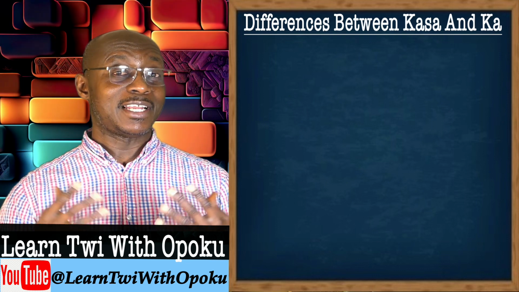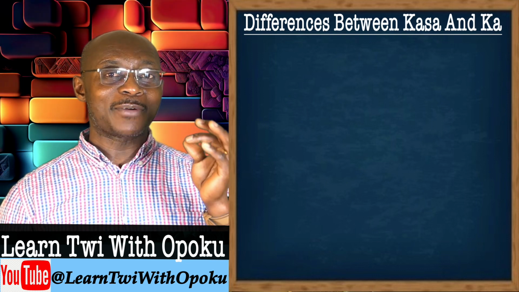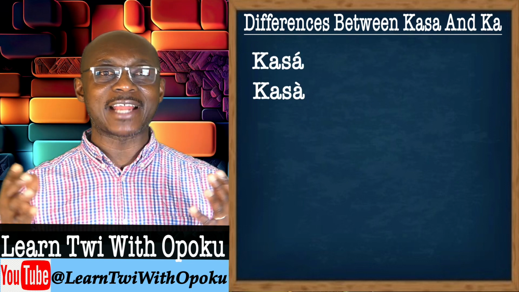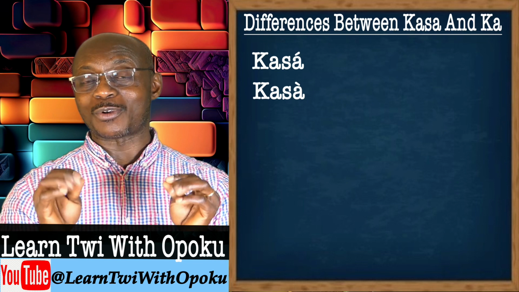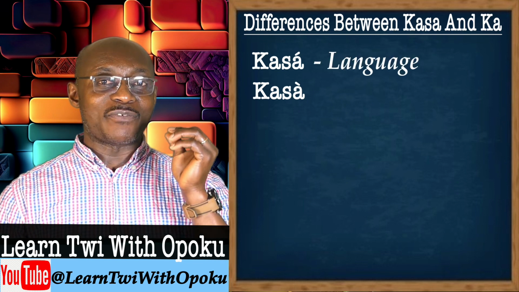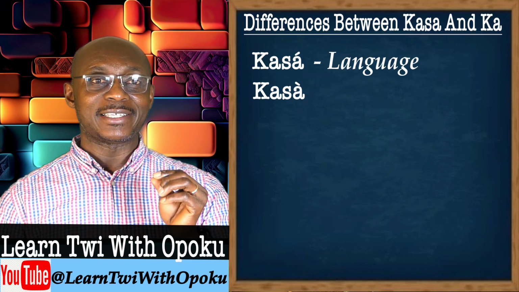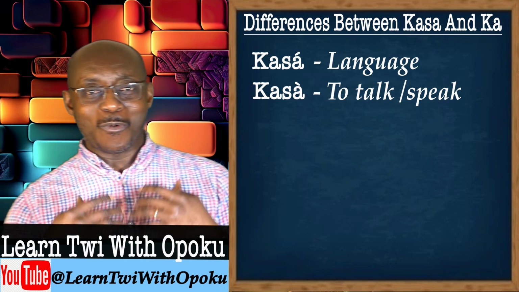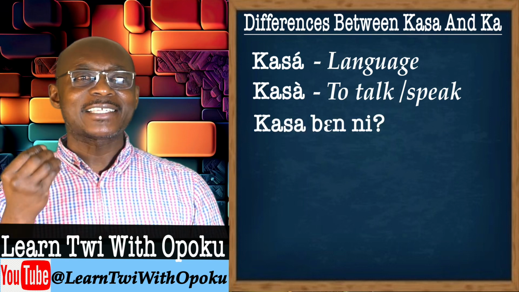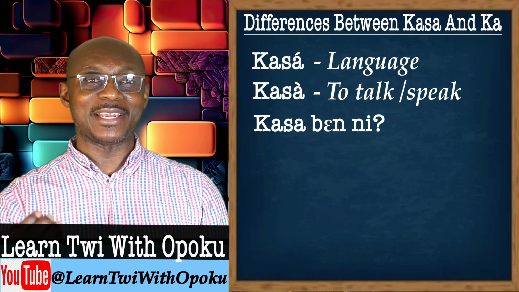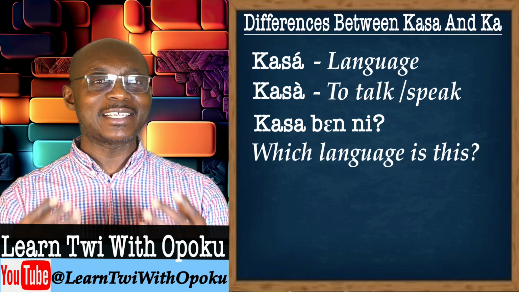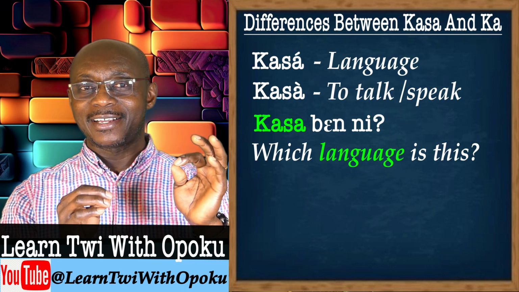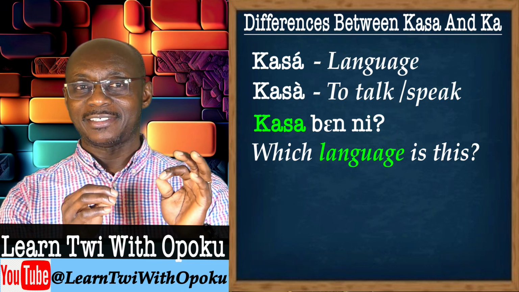To start, depending on how it is pronounced, Kasa could have a meaning as a noun, and that is language. And as a verb too, which means to talk or to speak. For example, one can ask or say, Kasa beni, which means, which language is this? So you see that here, Kasa means language.